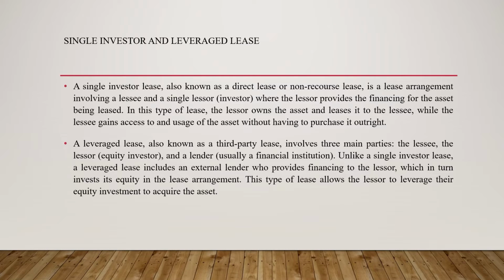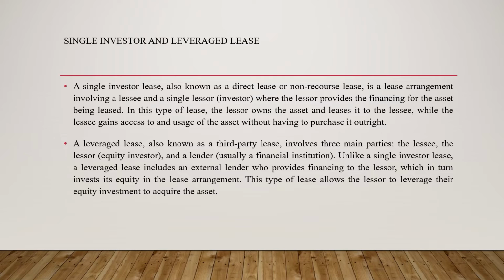However, the lessor usually assumes many of the responsibilities associated with the ownership, such as maintenance and insurance. When we talk of accounting treatment, depending on the specific terms and conditions of the lease, the lessee might account for the lease as an operating lease or a finance lease based on applicable accounting standards. In single investor lease, the lessee generally benefits from using the asset without the upfront cost of ownership, and the lessor assumes the risk associated with the asset's ownership.